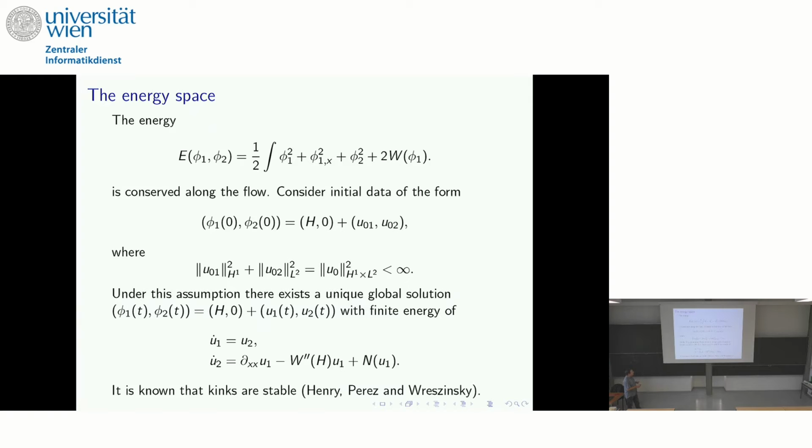What is known, and it's not very difficult in fact to prove, is that for all these models there is a global solution with finite energy of this equation. So this is maybe not a big deal. But what is also known is that the kinks are stable. If you start with initial data that has a small energy norm, then the perturbation will stay small in the energy norm forever. And this is an old result by Henry, Perez, and Brzezinski from the 80s.